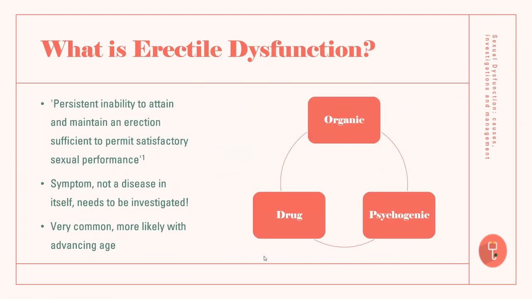Okay, so we've covered the basics of dyspareunia, so I'm going to move on to erectile dysfunction now. So first off, what is it? This is a wordy definition, but persistent inability to attain and maintain an erection sufficient to permit satisfactory sexual performance. So essentially, erectile dysfunction is a symptom. It's not a disease in itself, as much as media might portray it like that. It's just a sign that something else is going on and it needs to be investigated. It's very, very common, more likely the older you get. And there are 3 groups of causes: organic causes, psychogenic causes, and drug causes.